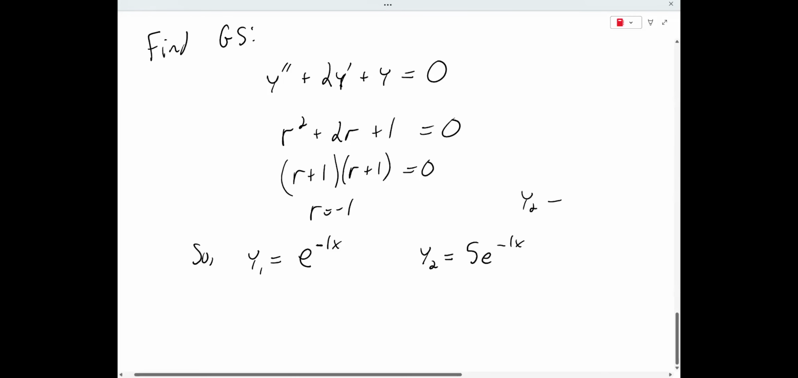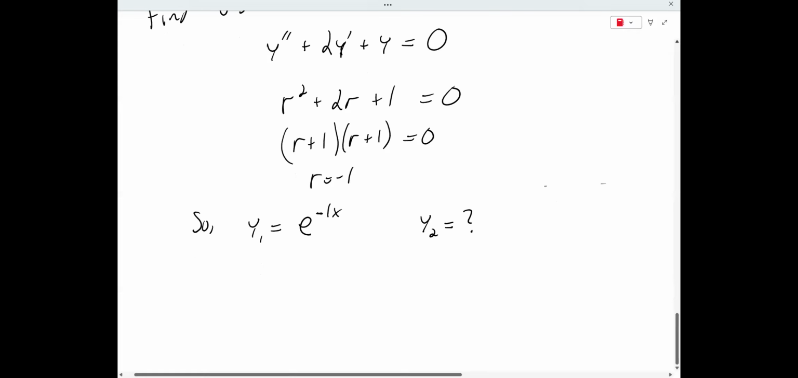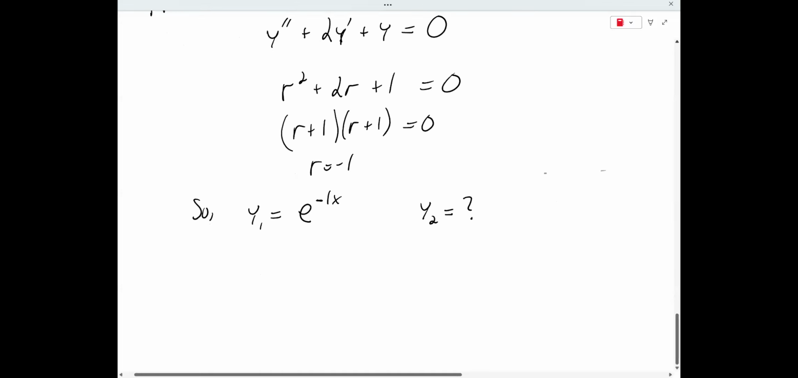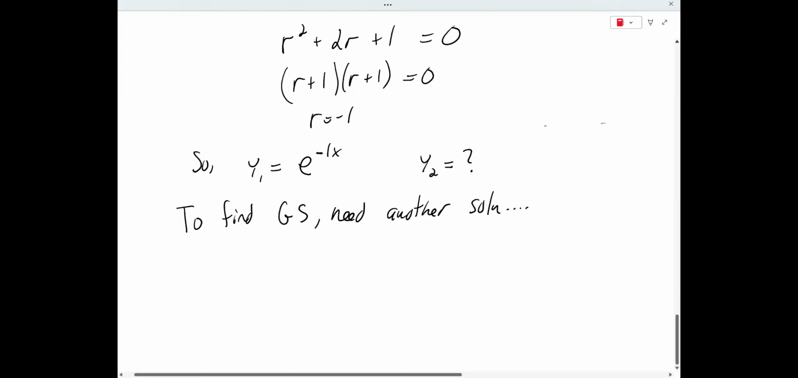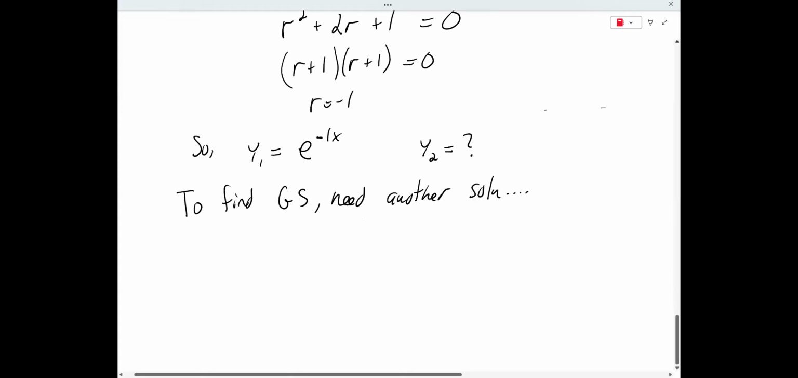On the handout, it mentioned that y sub 2 couldn't be like this. We need some other solution here, right? And once we can find one not like this, then we can write down the general solution. So this is the next thing here. We've got to find that y sub 2. Basically, let me say here, to find the general solution, we need another solution. So we need to find our solution here. Okay.